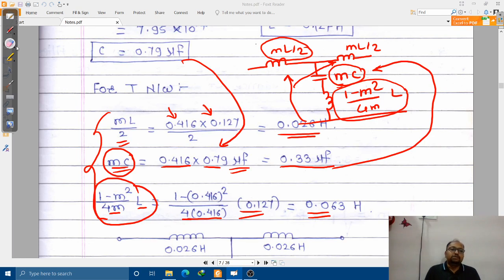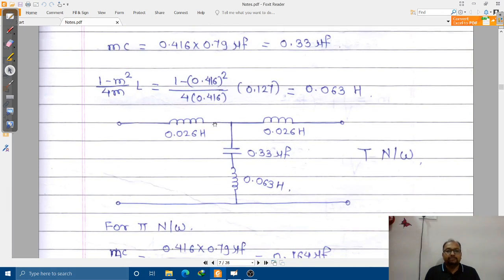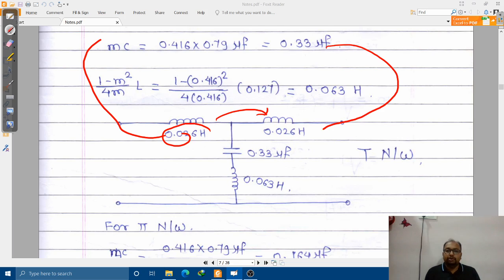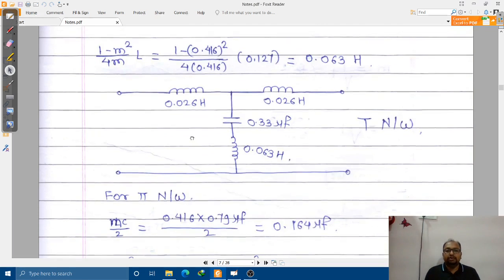Okay, so we have computed all the values for the T network. We are going to draw the network and write their corresponding values. So ML by 2 we have written over here, and the same thing we have written over here. Then this is your M into C that we have written. This (1 minus M square) divided by 4M into L, this we have computed and we have written the corresponding values over there. I hope the thing is very clear to you people.